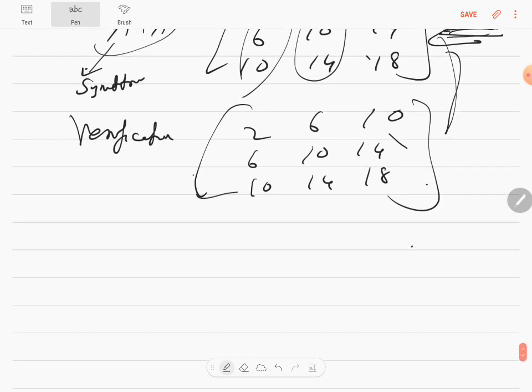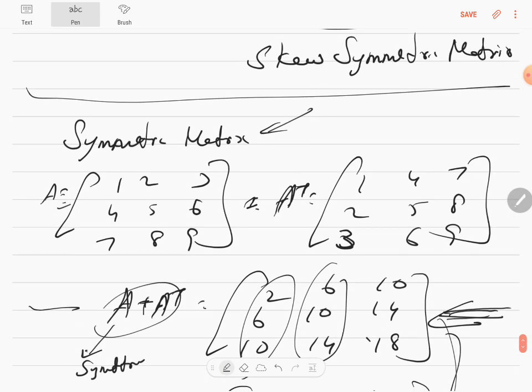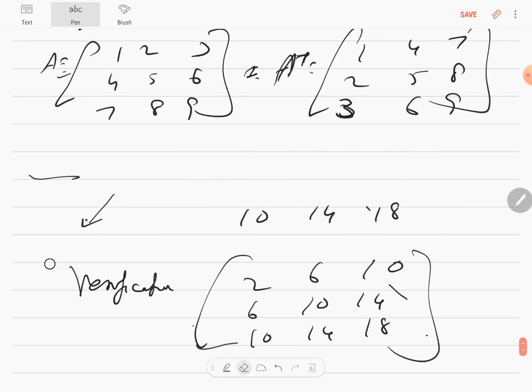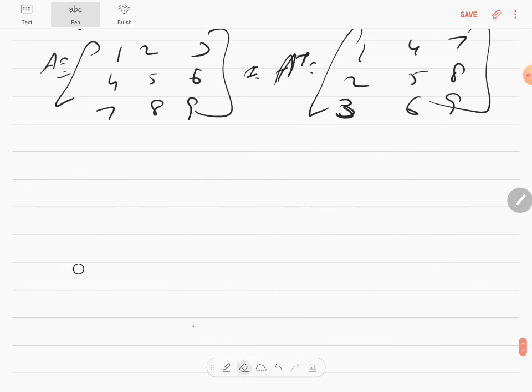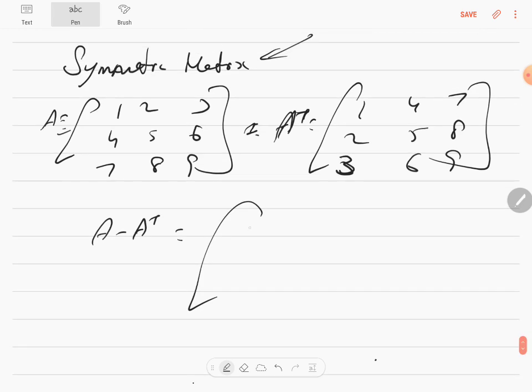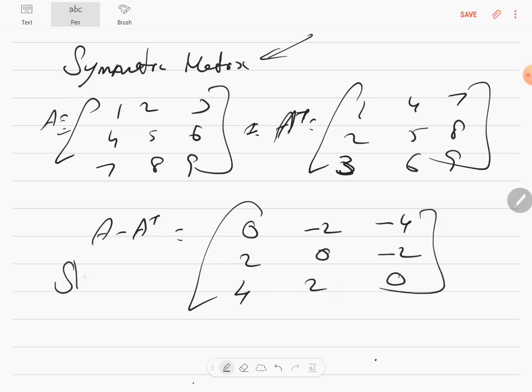Similarly, to get a skew symmetric matrix, take the same matrices and subtract. Do A minus A transpose. 1 minus 1 is 0. 2 minus 4 is minus 2. 3 minus 7 is minus 4. 4 minus 2 is 2. 5 minus 5 is 0. 6 minus 8 is minus 2. 7 minus 3 is 4. 8 minus 6 is 2. 9 minus 9 is 0. This according to me is skew symmetric.